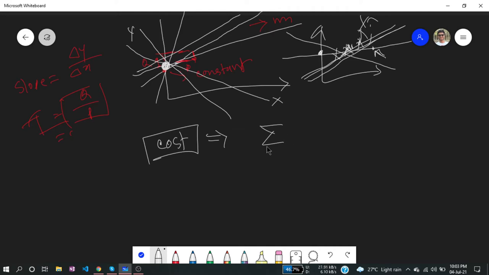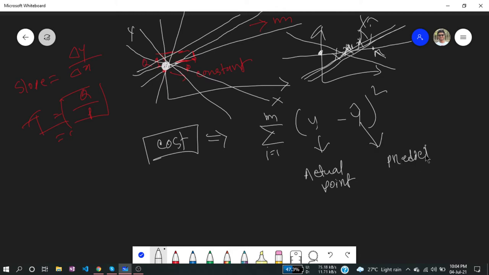So what would be the cost function? Summation of i equal to 1 to m, y minus y hat, whole squared. This is your cost function. What is y here? y is your actual point, and y hat is your predicted point. Are you getting it? Yes.